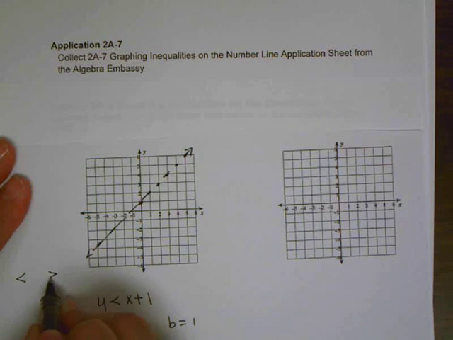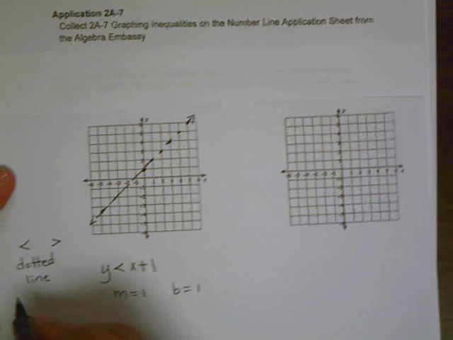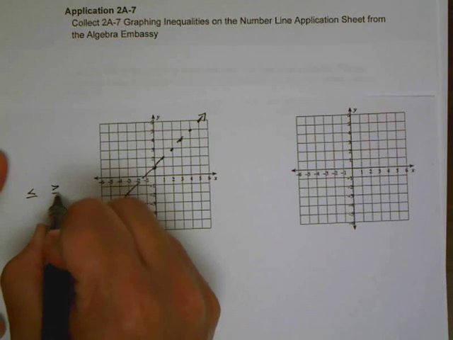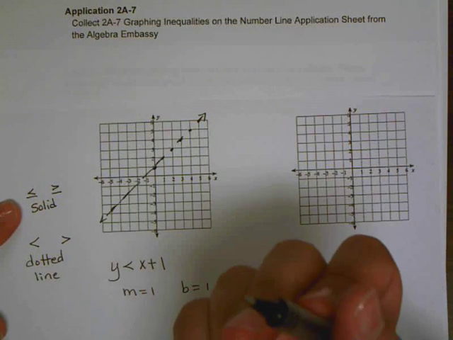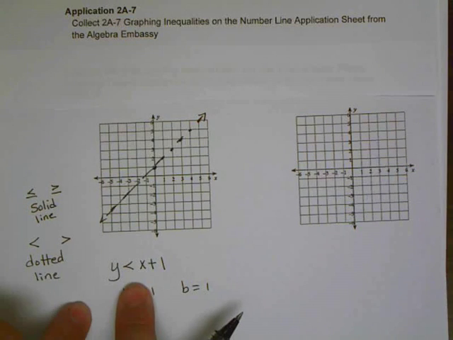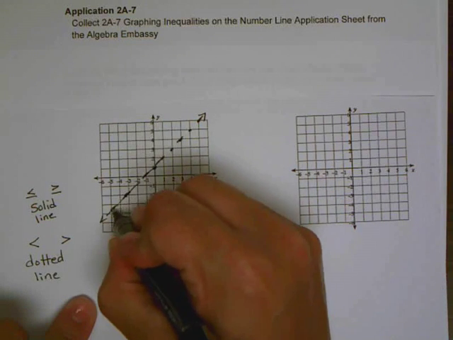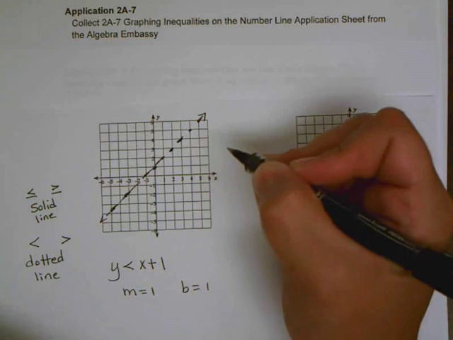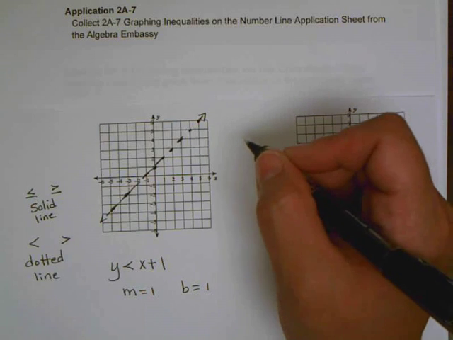If you have less than or greater than, it's a dotted line because no point on the line will work in the inequality. If you have less than or equal to or greater than or equal to, it's a solid line because the equal to part makes it part of the solution set. But y is less than x plus 1, so no point on this line will actually work in that inequality, so I have to make sure that it is a dotted line. Then I have to decide whether I shade above or below the line.